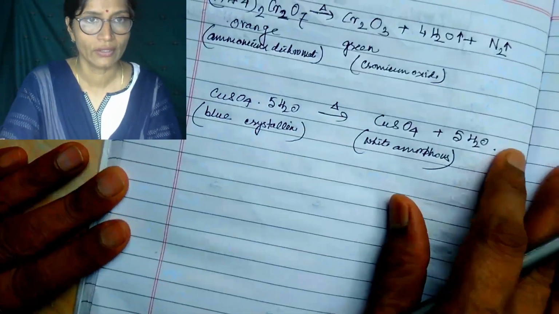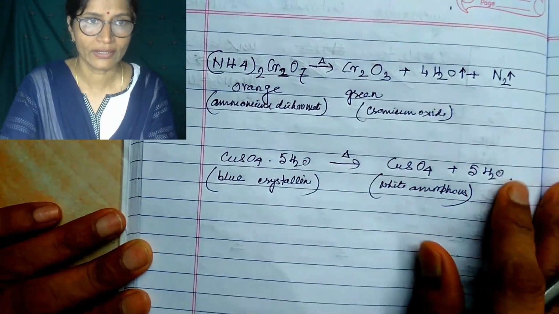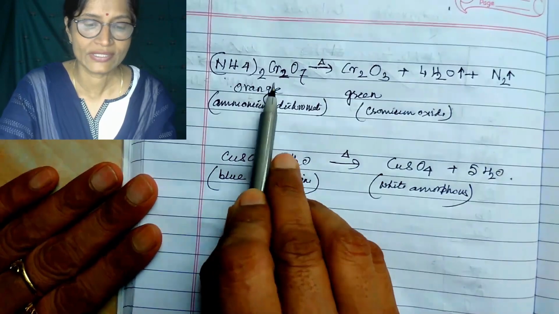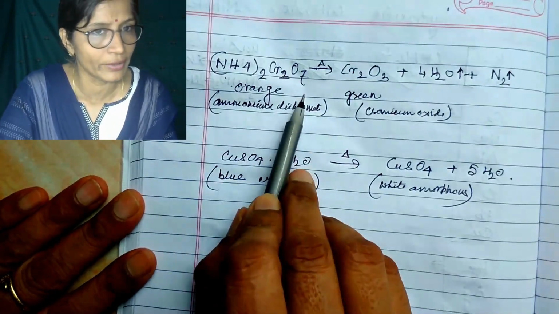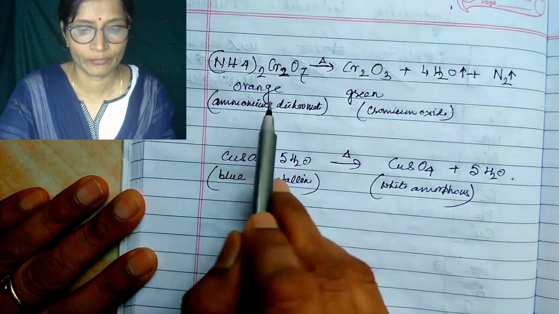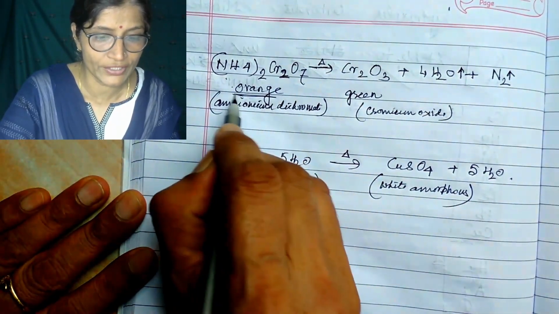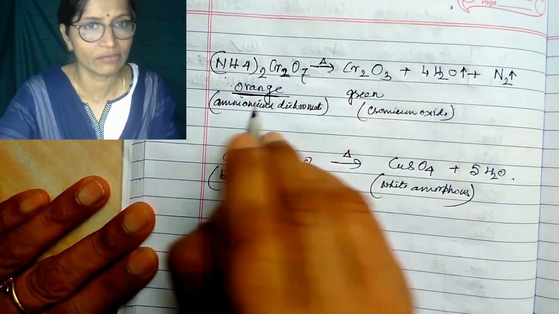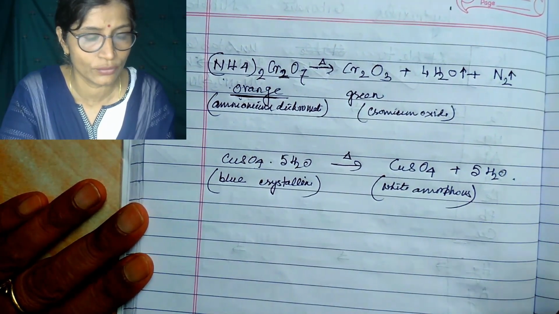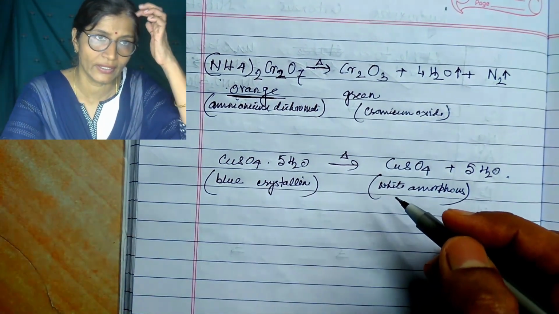Now next, in your syllabus, we will discuss the decomposition of ammonium dichromate, and blue vitriol is also there. So ammonium dichromate, that formula is (NH4)2Cr2O7. It is an orange colored compound, but when it is heated, it will convert into a green colored residue. Why does it convert into a green colored residue?